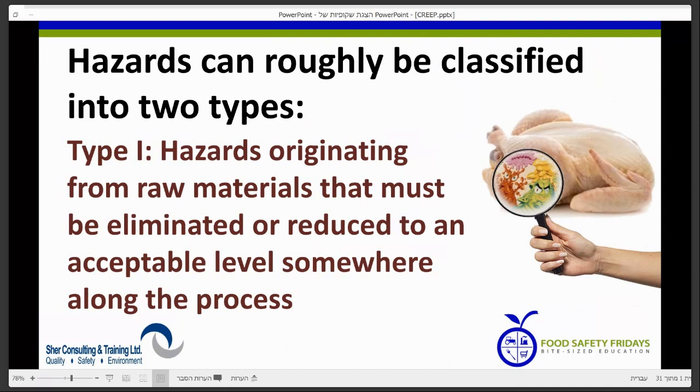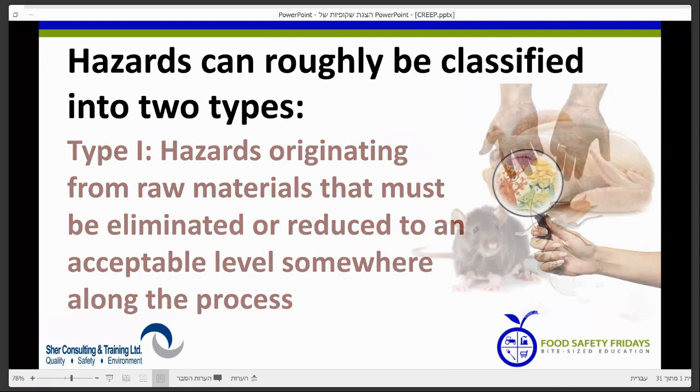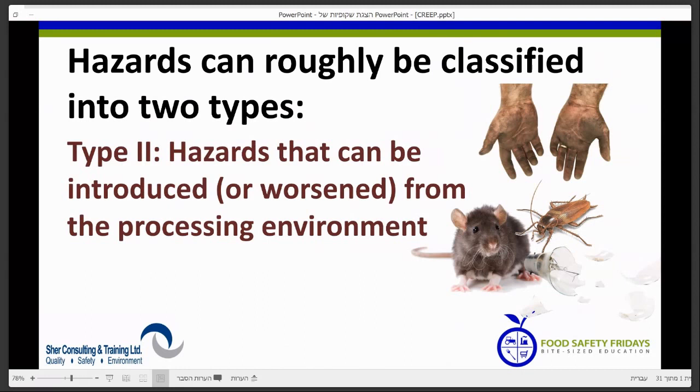This includes all kinds of hazards, not only pathogenic, but in this presentation we're talking about environmental pathogens. And the type 2 hazards, on the other hand, are those that can be introduced from the processing environment. Our food safety management system must be comprehensive enough to protect the public both from those pathogens that are found naturally in raw materials, type 1, and those hazards that can be introduced during processing, type 2. And that's why HACCP is not enough.